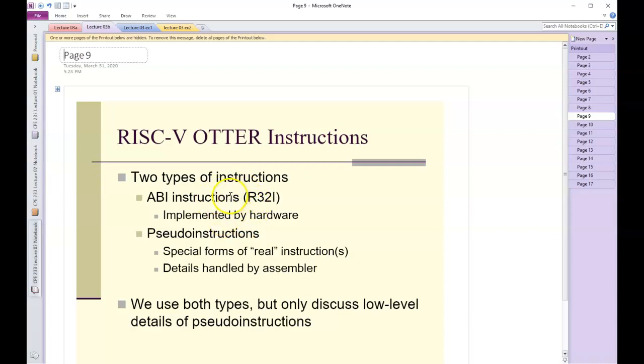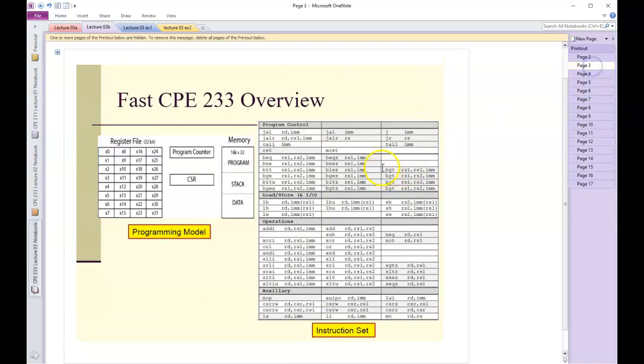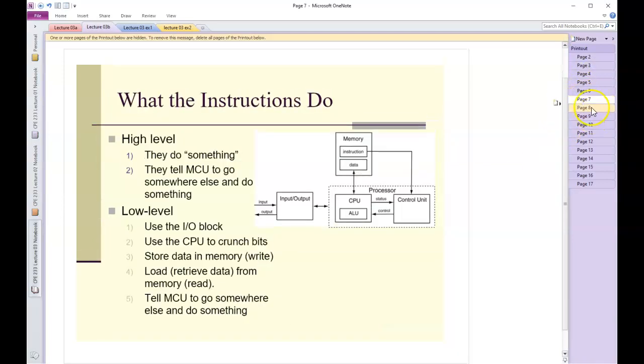So there's about 40 real instructions, and there's about 20 more pseudo instructions. And I think we saw that before. You didn't really know it, but the ones that are dark, which you can't really see, are actually pseudo instructions. No need to worry about that. We'll get into it later.